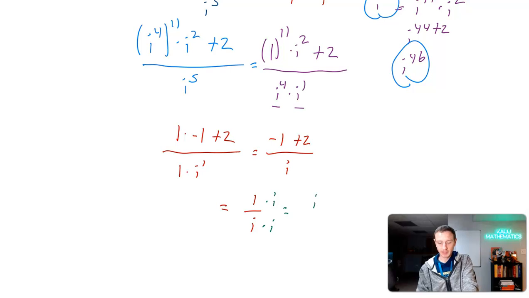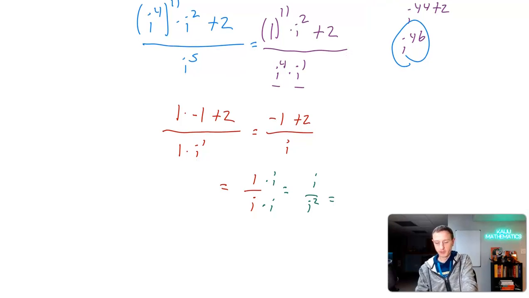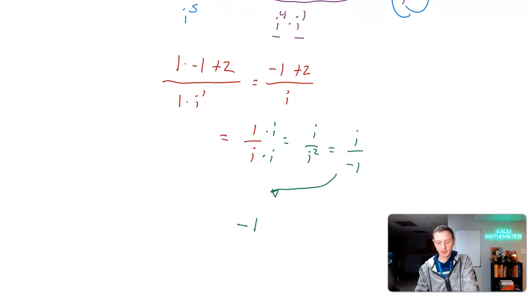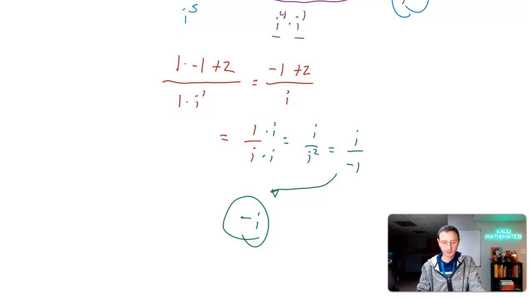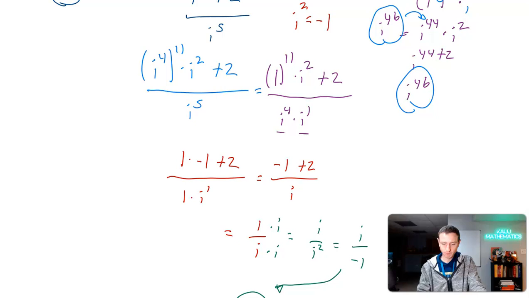1 times i is i over i squared. What is i squared equal to? We already mentioned that a couple times in this video. i squared is -1, so we have i over -1, which then cleans up to -i. Because i over 1 is i, divided by -1 would just be -i. Let me write that, -i. There it is. After all of that work, we get -i as our answer.